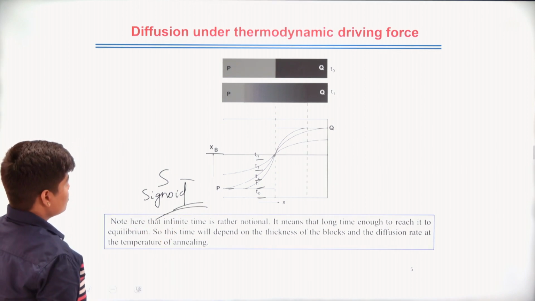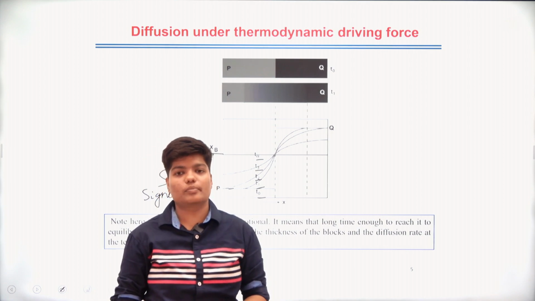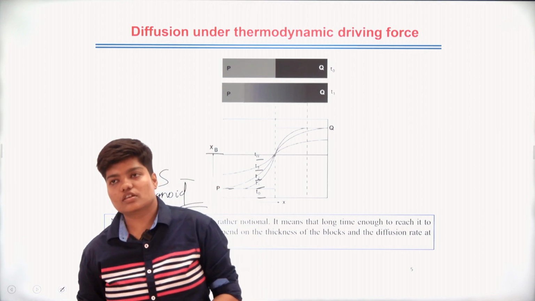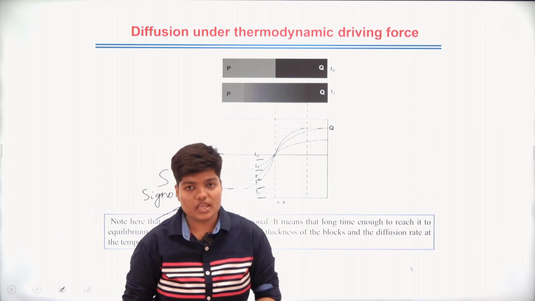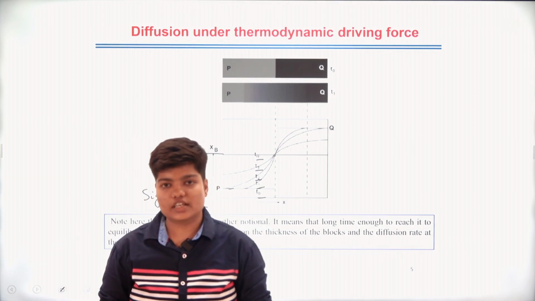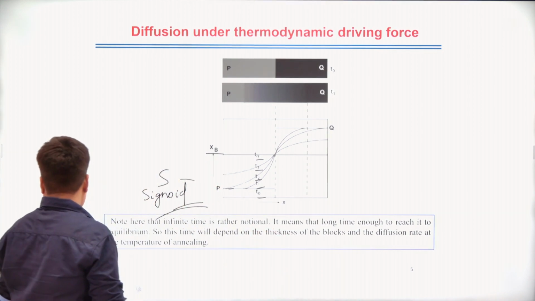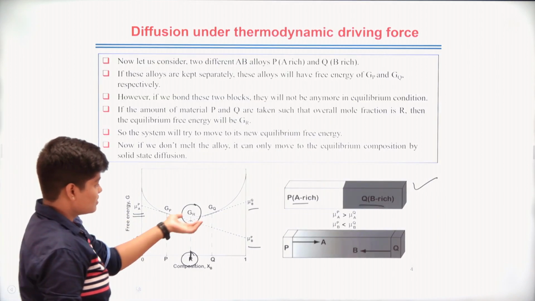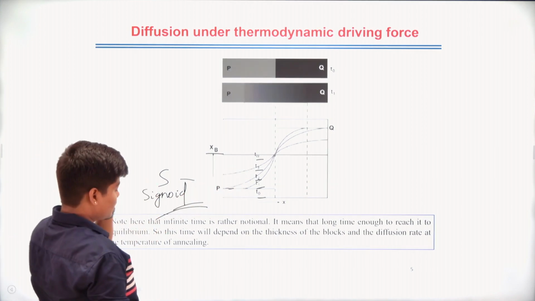So this is what happens. In terms of thermodynamic parameters, we can define diffusion whether it is happening between two pure metals A and B, or between two alloys, that is P and Q. In P, A is more and in Q, the B concentration is more. See how the Gibbs free energy will behave like this, and how P and Q respond at the different time intervals.